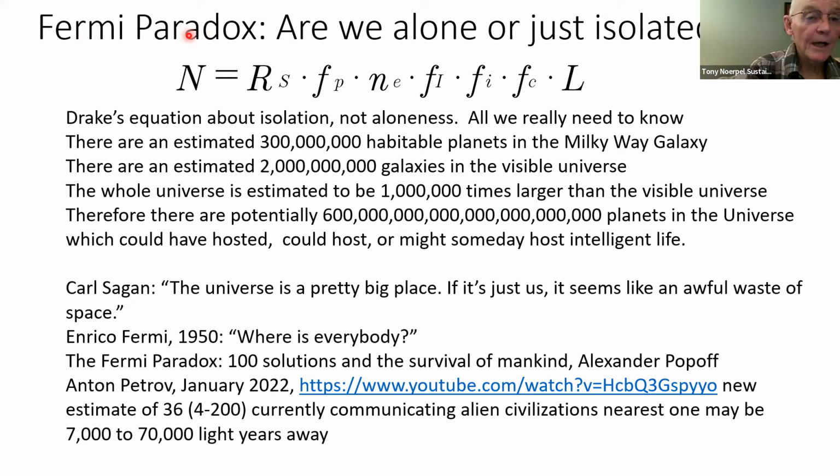Fermi paradox was named after Enrico Fermi, and he asked the question: are we alone in the universe? That it's only us and there's no other intelligent life, or maybe there's plenty of intelligent life, but we're just isolated from it. And Drake's equation was a famous equation going back to the 1960s. He asked the question about isolation, which Enrico Fermi did when he asked, where is everybody?